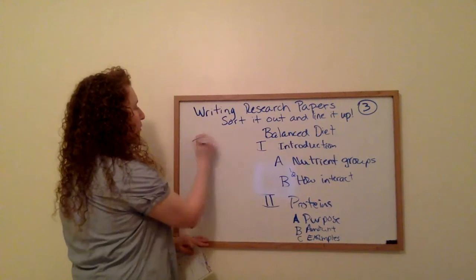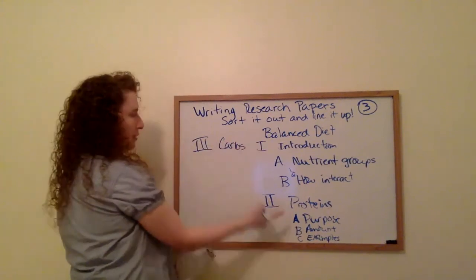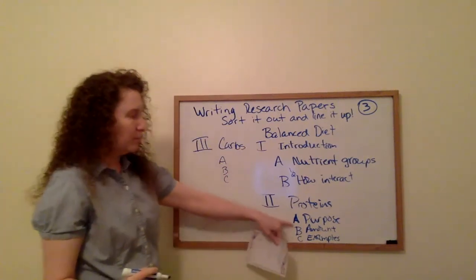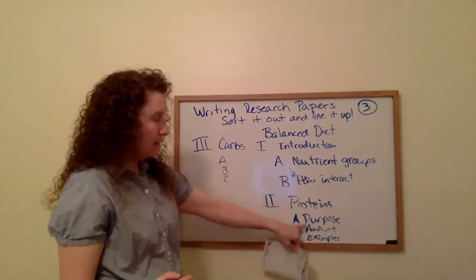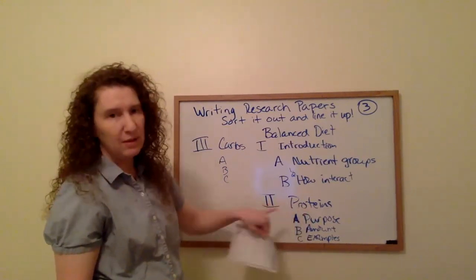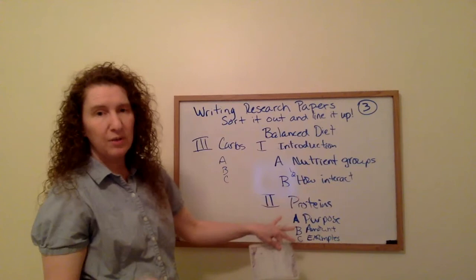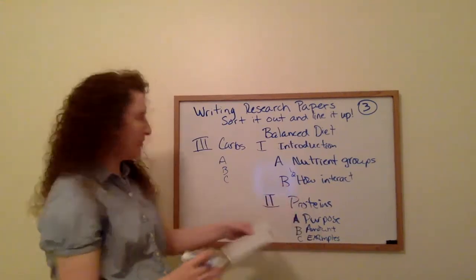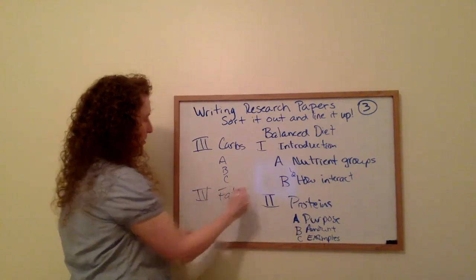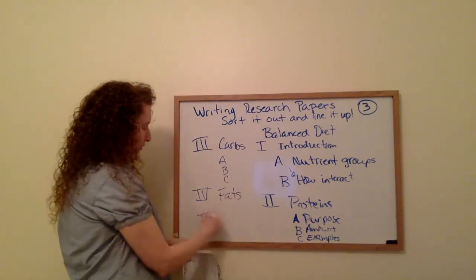So for Roman numeral 3, I'm going to have carbohydrates, and then I'm going to have these same A, B, and C. And if I wanted to, I could put underneath there the 1 and list and just put a keyword or two for the specific purpose of proteins, the amounts. So I can put a lot of detail in an outline if I want to and get even more organized, or you can stop at this level. And then Roman numeral 4 is fats, and I have the same A, B, and C. And then the 5th one is my conclusion.